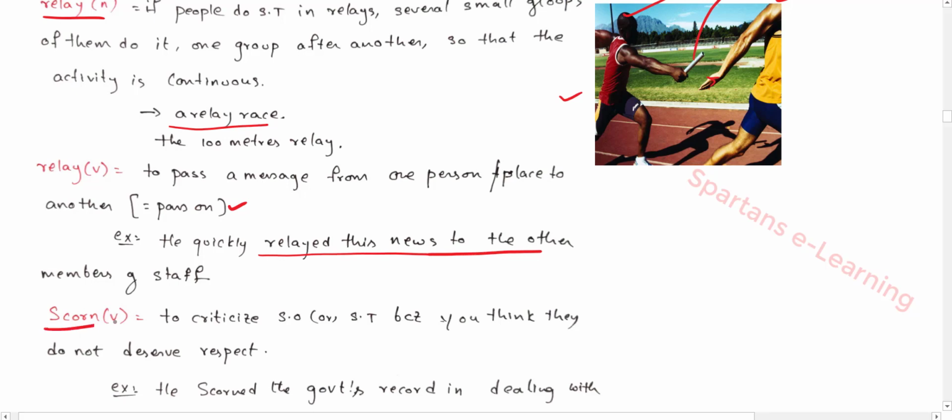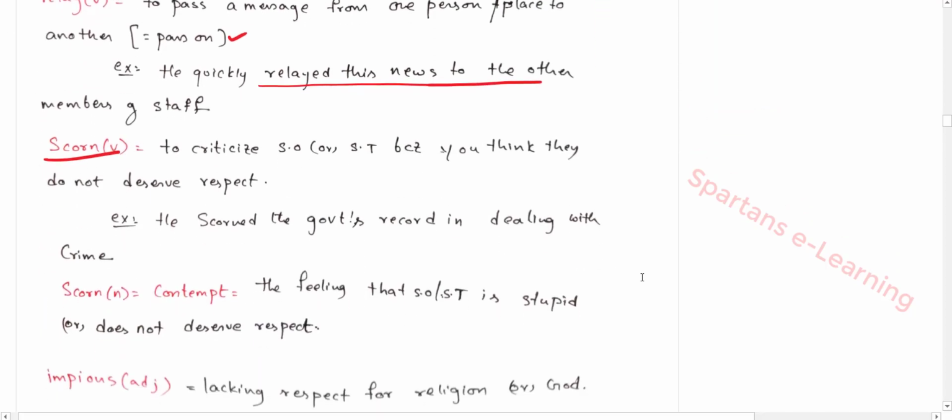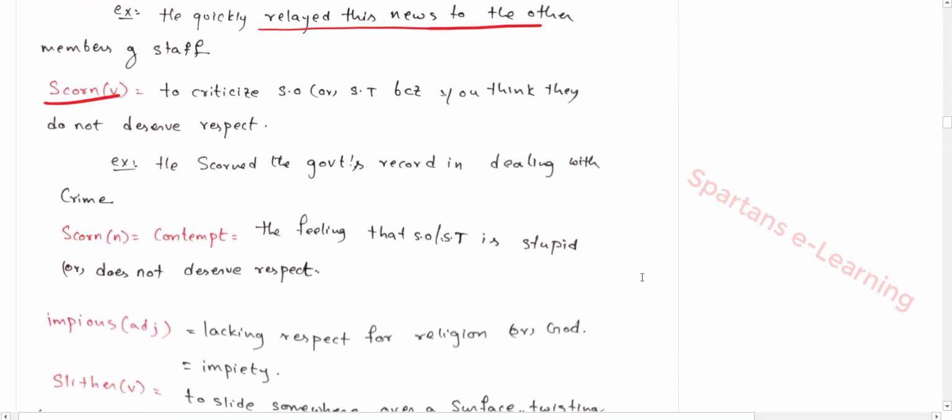Now, scorn. Scorn is a verb. Scorn means to criticize someone or something because you think they do not deserve respect. Example, he scorned the government's record in dealing with crime. Similarly, scorn as a noun means contempt. So scorn or contempt means the feeling that someone or something is stupid or does not deserve respect. So having a very low feeling about someone is called scorn, hating, right? Despising, scorn, despise, hate, contempt, all these are related words.